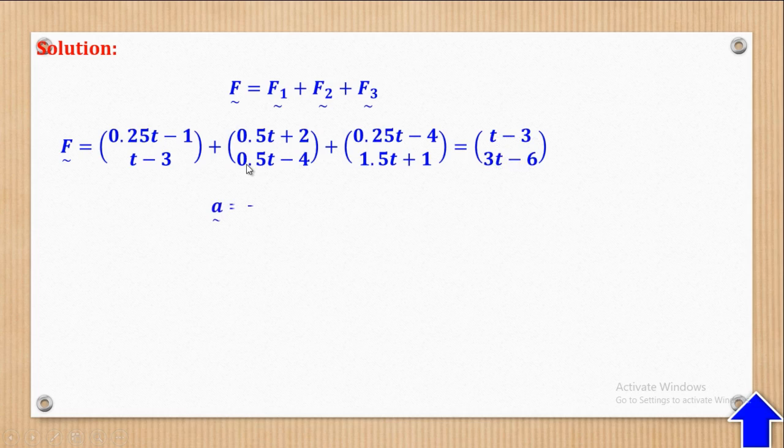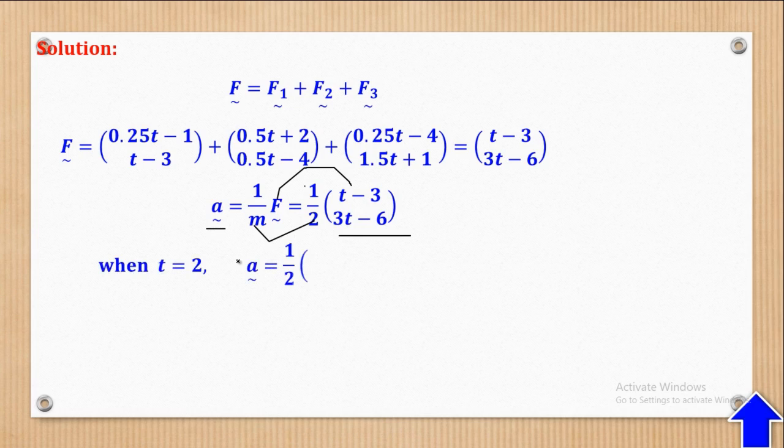Now that I've got the resultant force, I can use it with Newton's second law of motion, which says that F is equal to ma. When I make a the subject, I come up with a equal to F over m. Here m is 2 kilograms and the resultant force is this. Therefore I have acceleration in terms of t, but they ask for acceleration when t is 2. So I substitute 2 here and also here to come up with negative 0.5 and 0 meters per second squared.